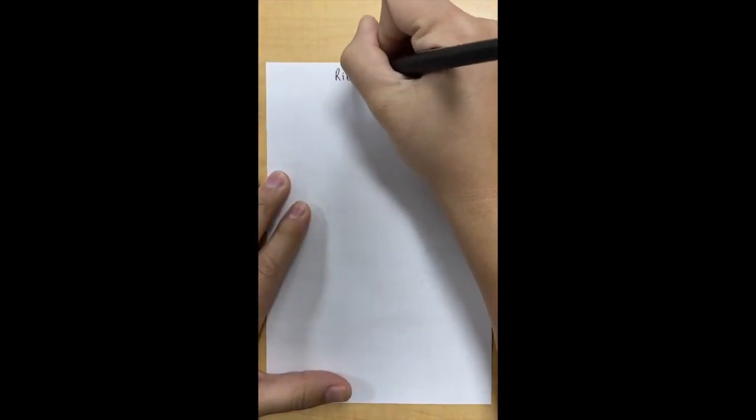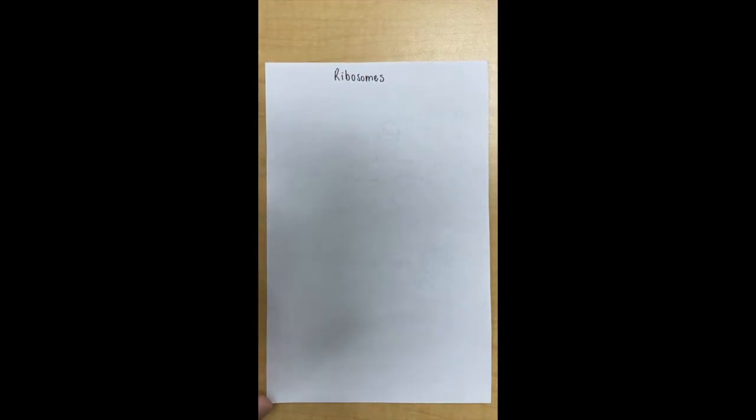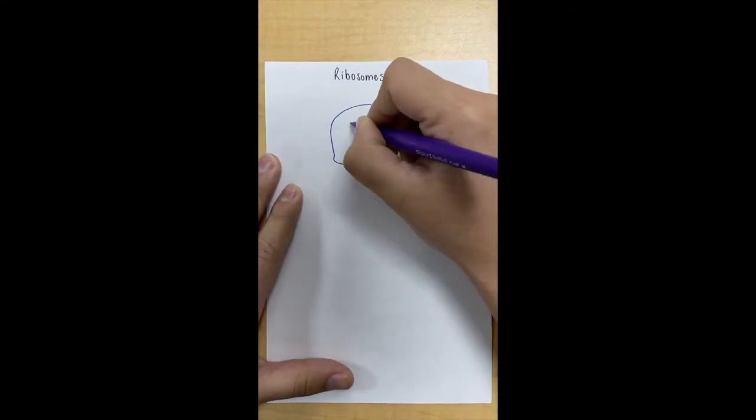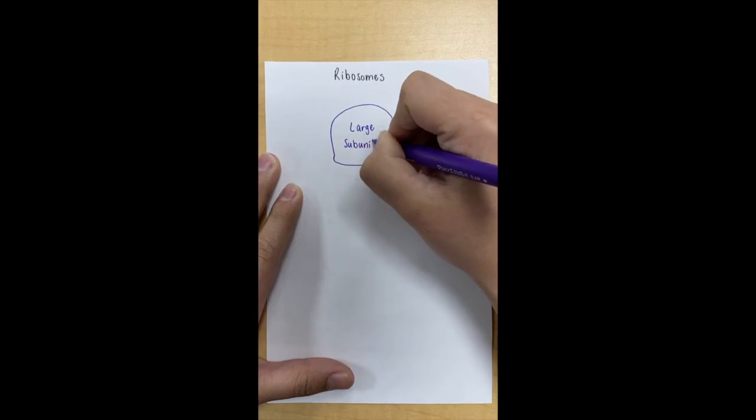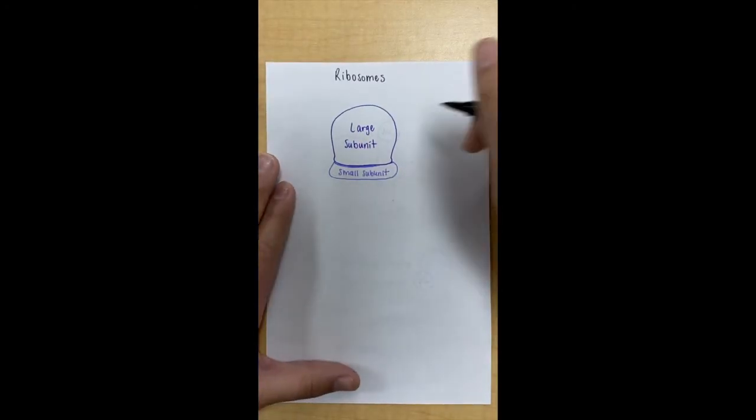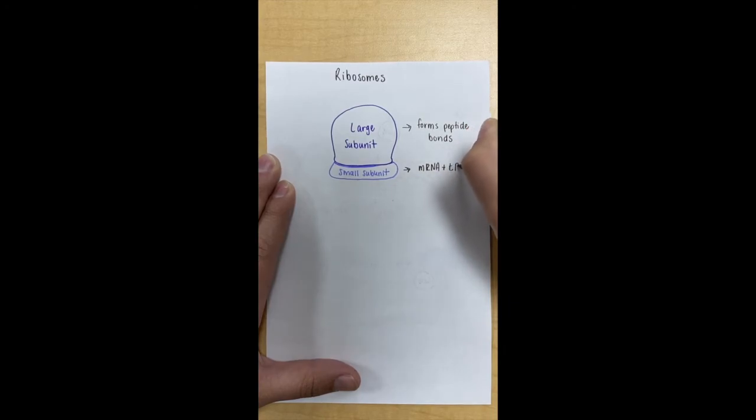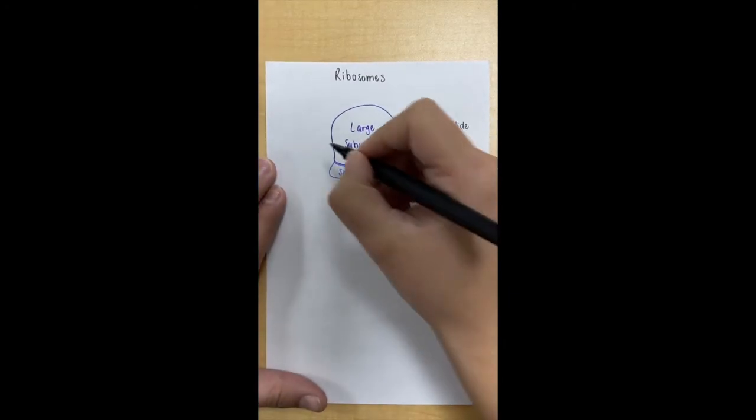The ribosome is a large conglomeration of RNA and protein molecules that come together to form a complex. The complex is made of a large subunit and a small subunit. The larger subunit forms the peptide bonds between amino acids. The small subunit matches mRNA codons to their proper tRNA anticodons.